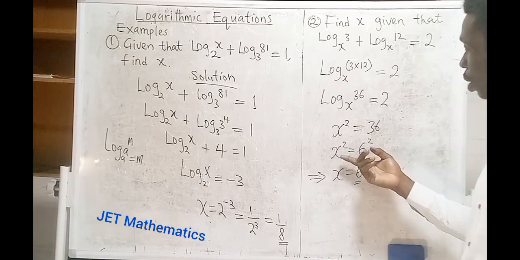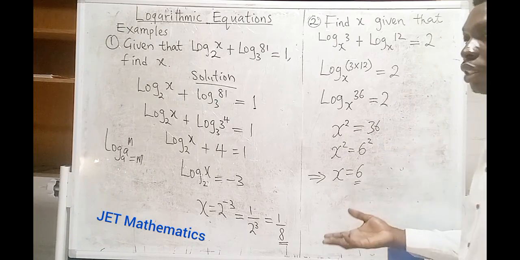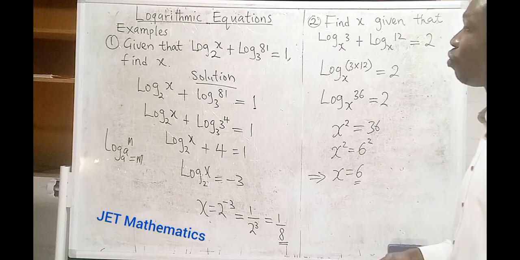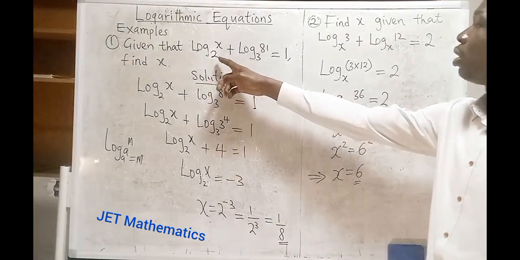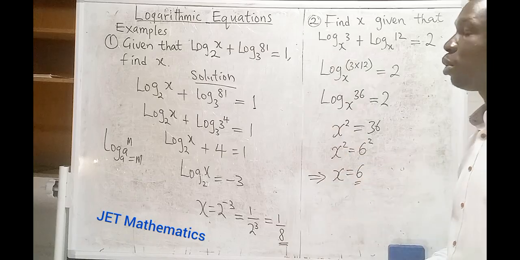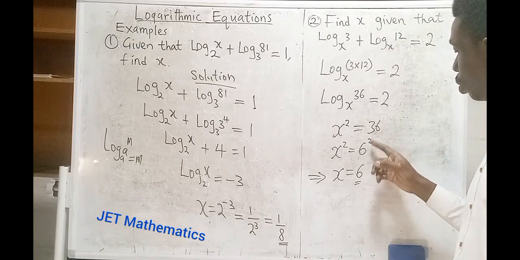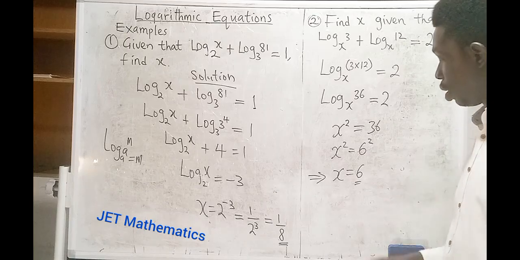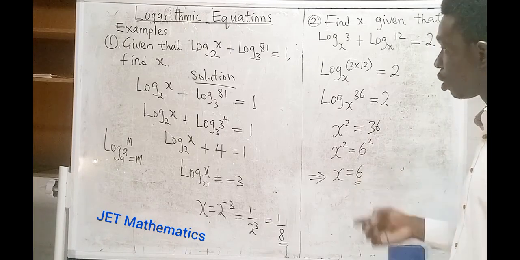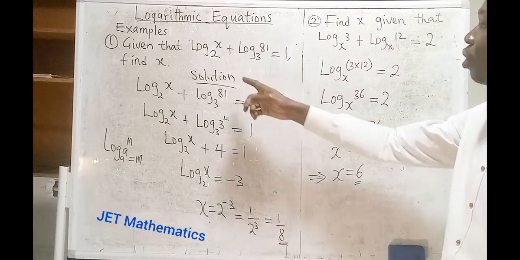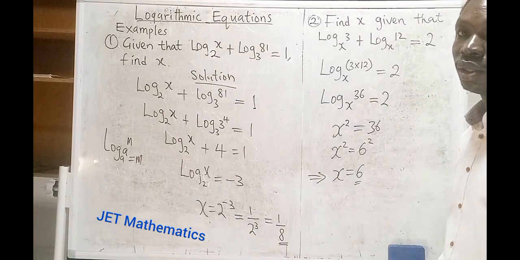I know someone may want to say that from here the answer is x equals 6 and x equals minus 6, but we have established before, while we were doing the laws of indices, that the value of your base must be positive. That is why we cannot use minus 6 as an answer in this case. So we just take only the positive square root of 36, and that gives us 6.